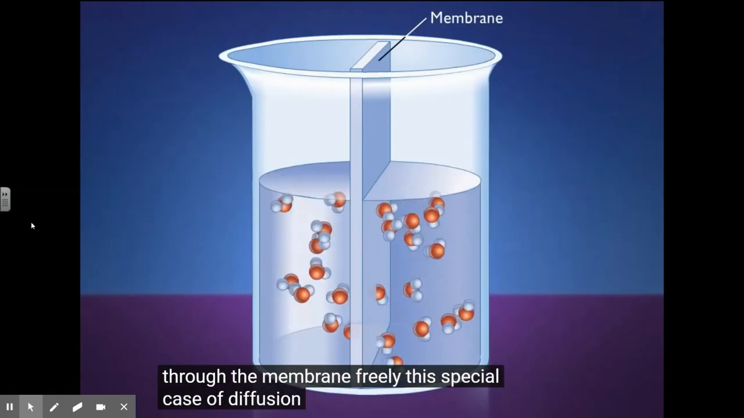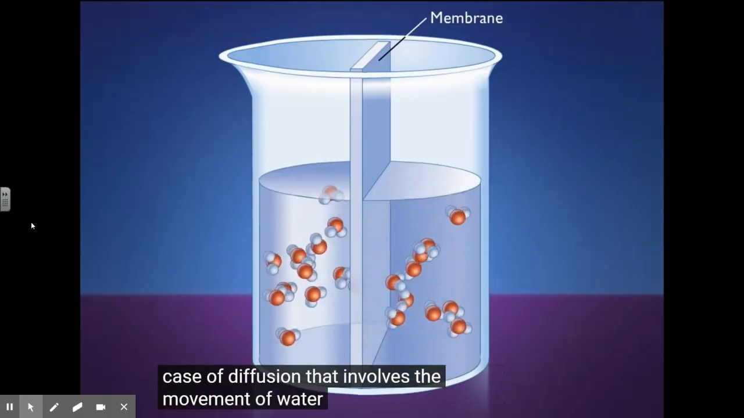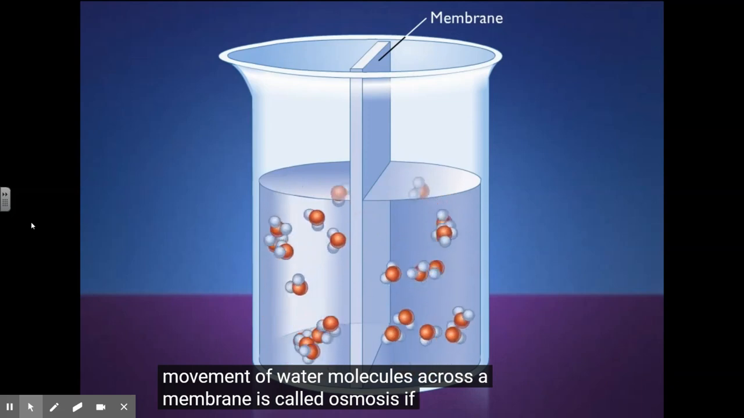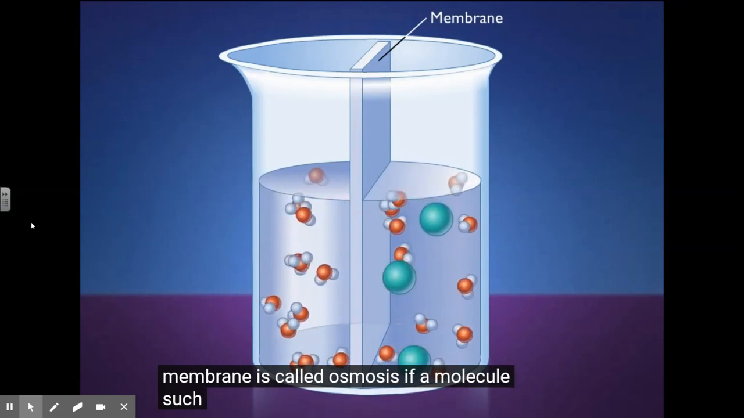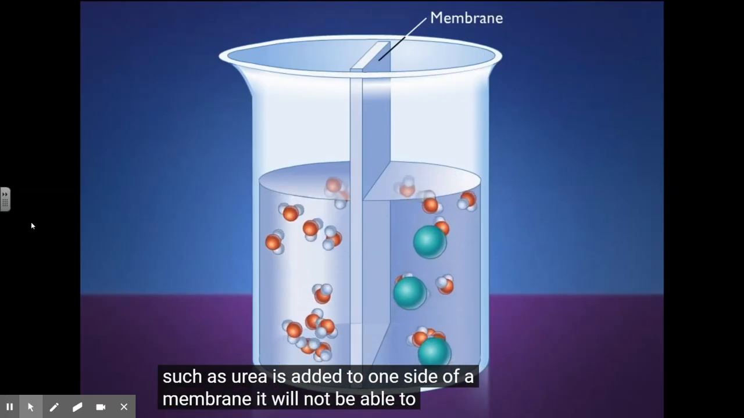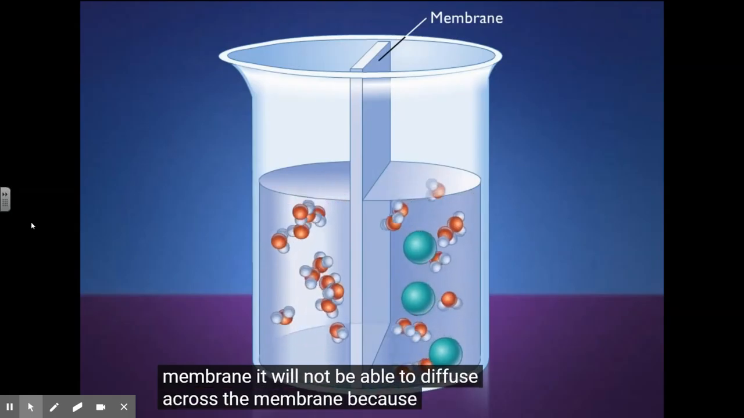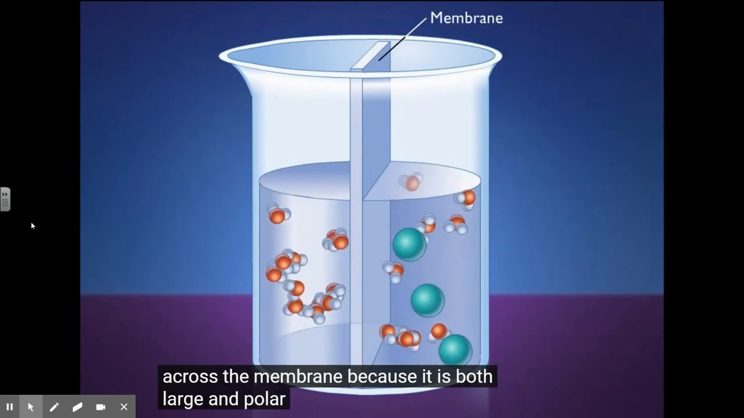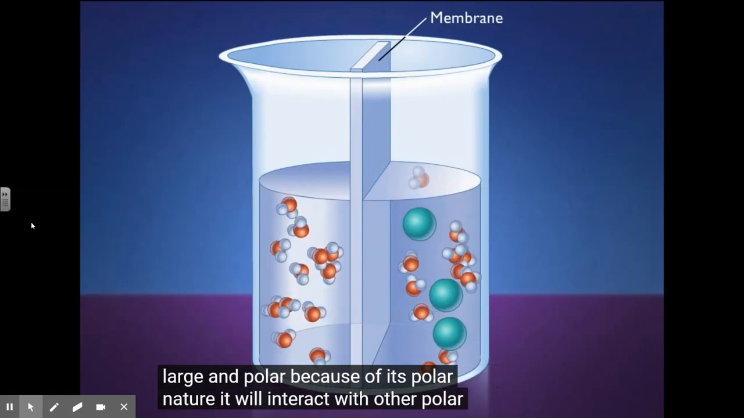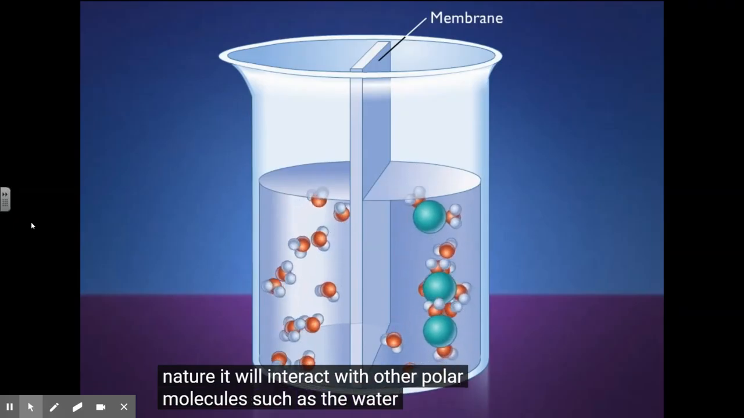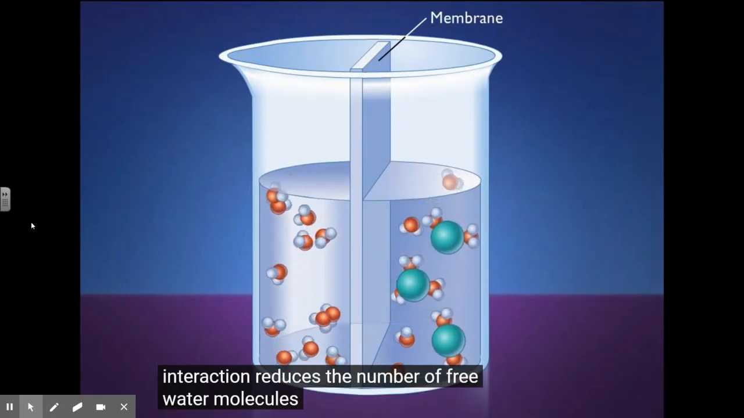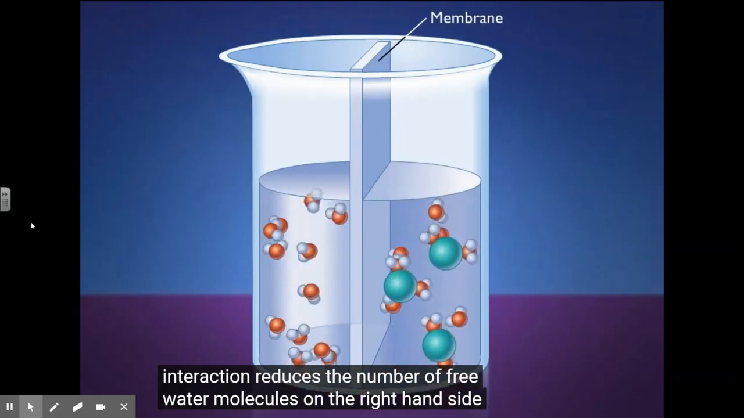This special case of diffusion that involves the movement of water molecules across a membrane is called osmosis. If a molecule such as urea is added to one side of a membrane, it will not be able to diffuse across the membrane because it is both large and polar. Because of its polar nature, it will interact with other polar molecules such as the water. This interaction reduces the number of free water molecules on the right-hand side.